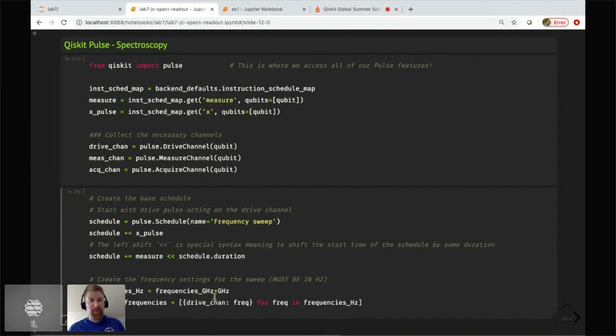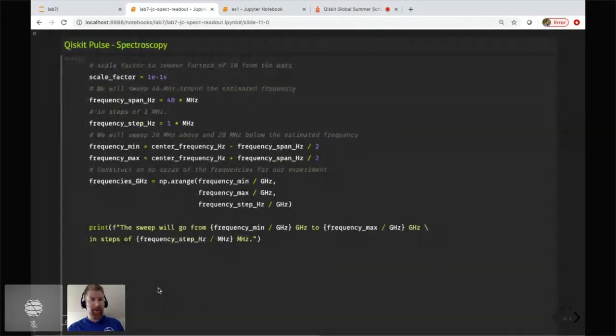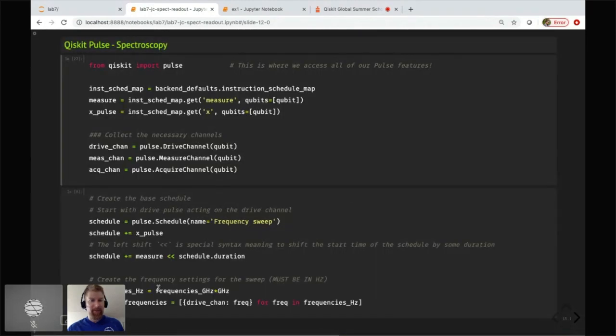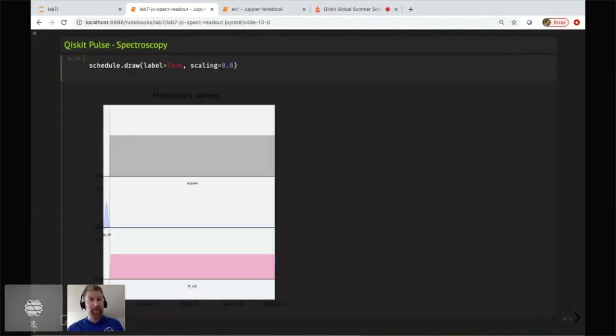So then we're going to go through each one of these frequencies that we set, and we're going to schedule the frequencies so that we're changing the frequency of the drive for each one of these qubits. So this will go through the array of frequencies we made later using this method, and we're going to set what we call the local oscillator frequency, which will be the drive frequency of the pulses that we apply, so we can do this frequency sweep and see what the qubit frequency is, particularly the 0-1 transition.